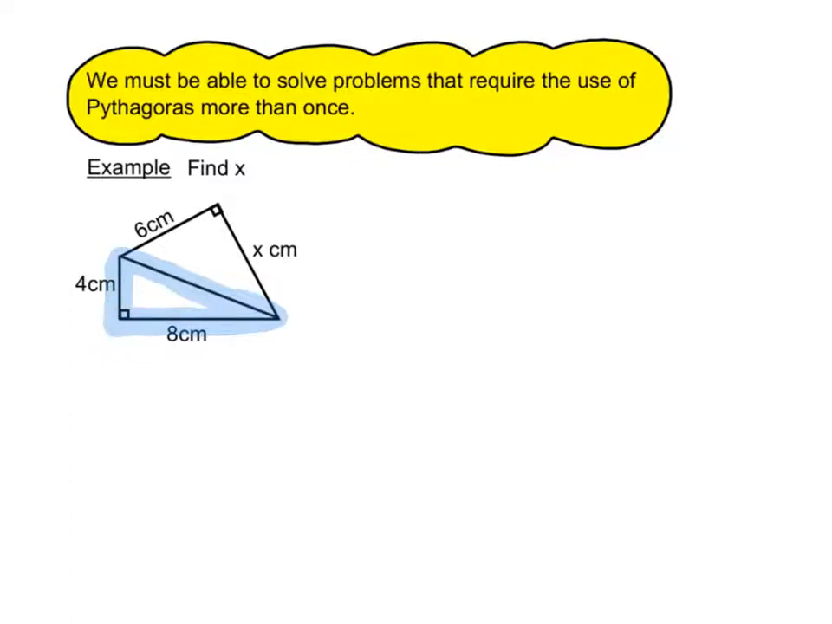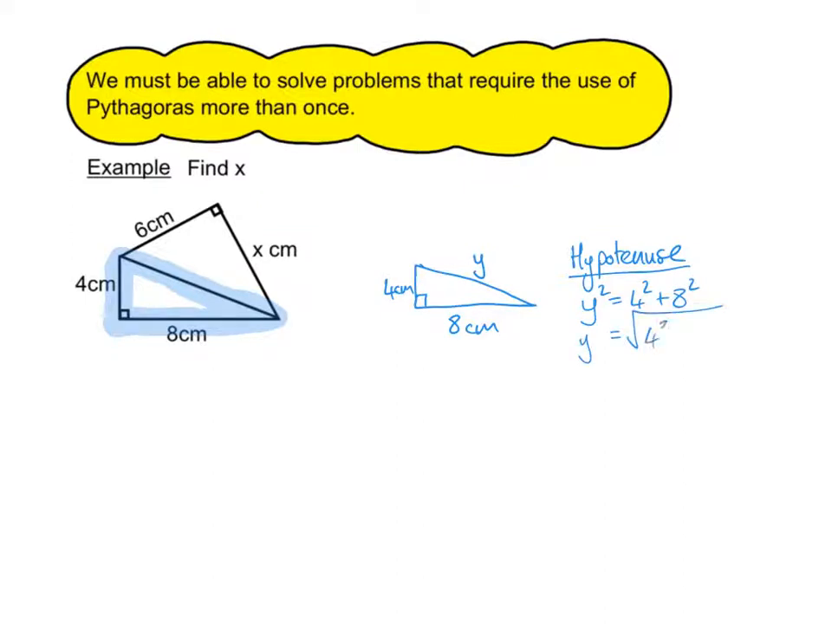So drawing out the first triangle that I'm going to use, which is this one I've shaded in blue at the bottom, with 8 and 4 centimetres. And we'll call this y because x has already been used in the question. What we can do is say, well, this is a hypotenuse question. So y squared equals 4 squared plus 8 squared. y equals square root of 4 squared plus 8 squared.